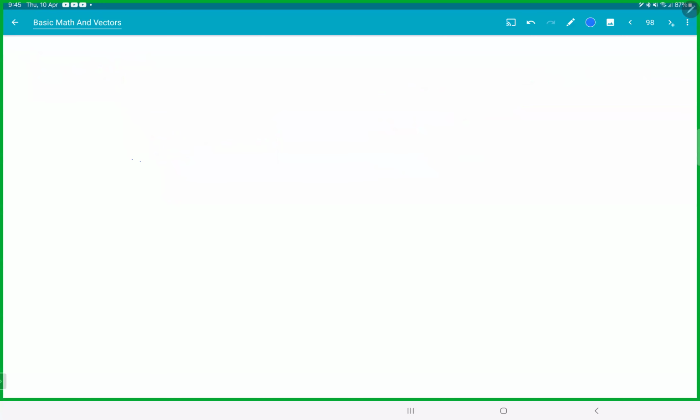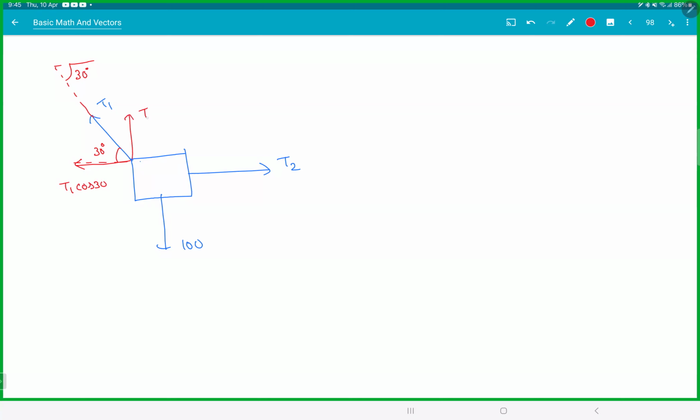Let's see. So this is T2, this is T1, and this is your mg. Look at this: it is given this angle is 30 degrees, and this angle is also 30 degrees. Agreed, everyone? Now I can resolve this T1 into components. So this will be T1 cos 30 and this will be T1 sin 30. Any doubts on this?